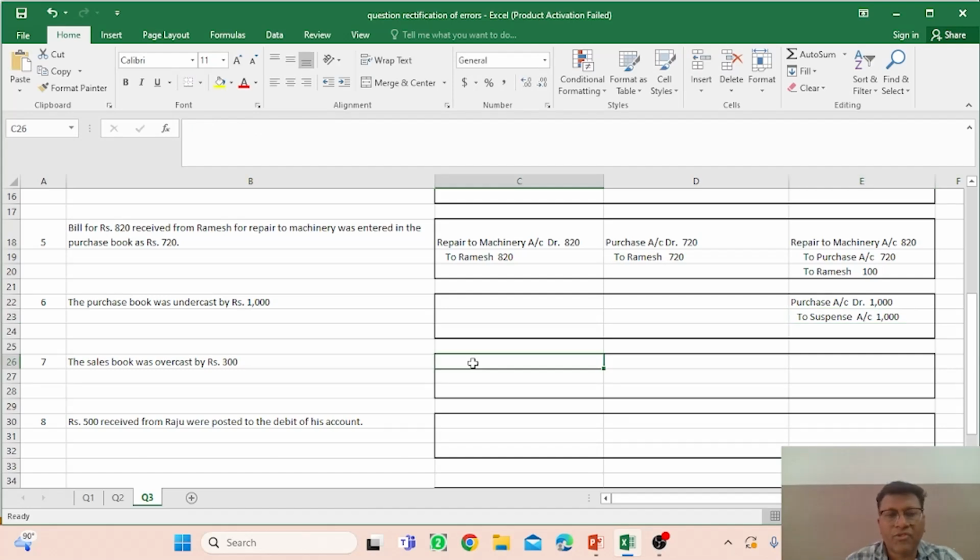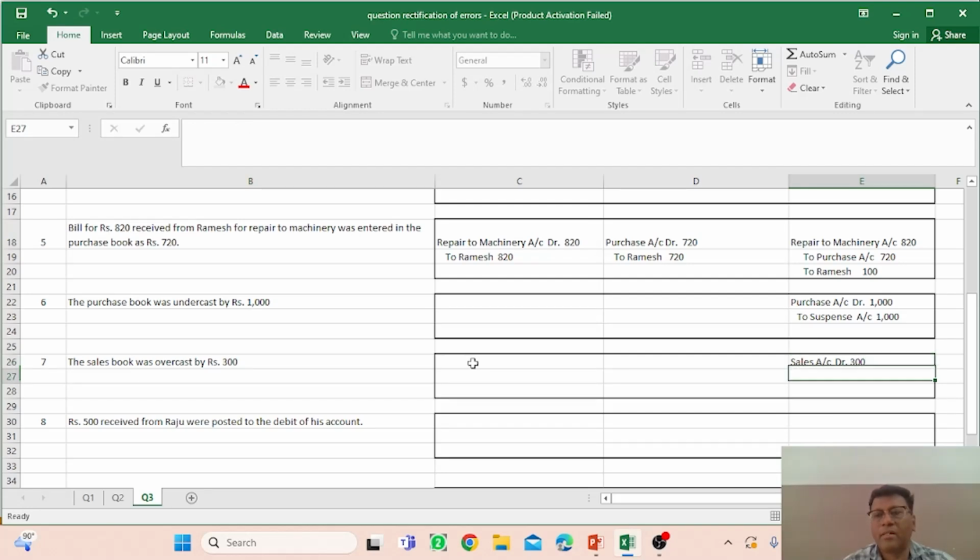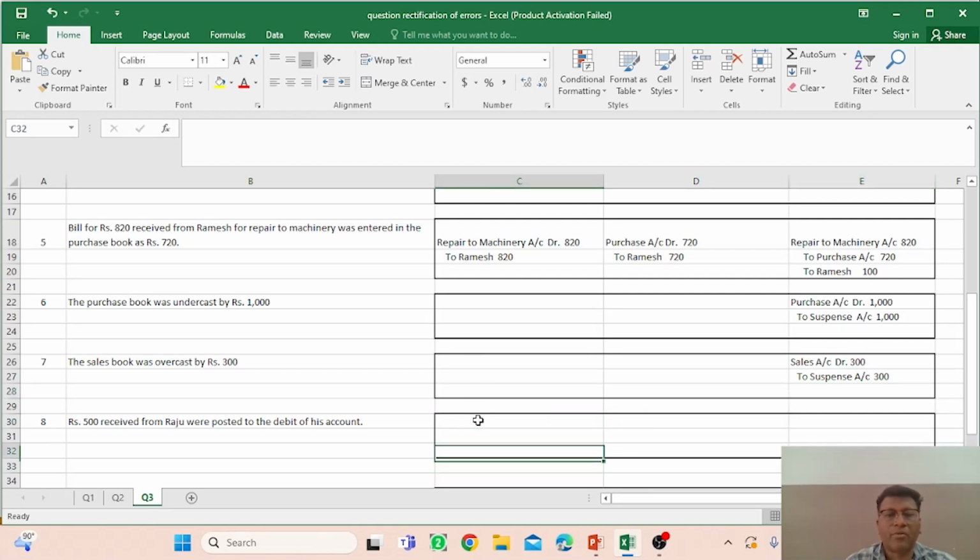And the next transaction is the sales book was overcast. So again, this is a case of overcast, which means you have to use the suspense account. The sales book was credited in excess, so this time you have to make it debit because you have to go for correction. So the sales account should be debited over there. Sales account debit rupees 300, to suspense account rupees 300.